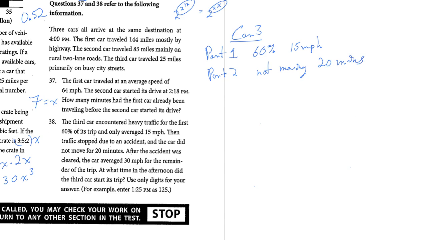So I'm just taking notes of these longer problems. You'll find this is a good strategy when you deal with these more complicated problems, is break them down piece by piece. Then we have, after the accident was cleared, the car averaged 30 miles per hour for the remainder of the trip. So it's like part 3. Now, at what time in the afternoon did the third car start its trip? Use only digits for your answer. So they want the time, but like they show us here, 1:25 p.m. is just the number 125. So again, they give you those indicators so you'll always know how to input your final answers. So take a moment now and try to think about how you'd start this problem.